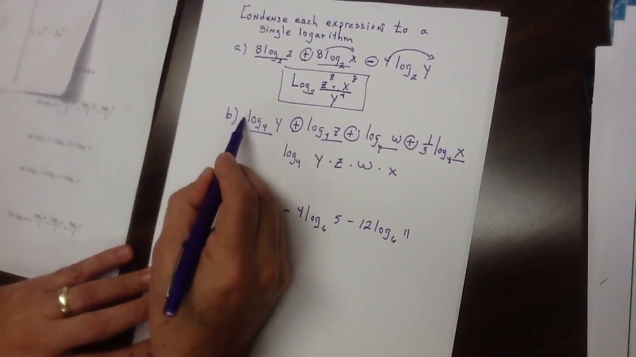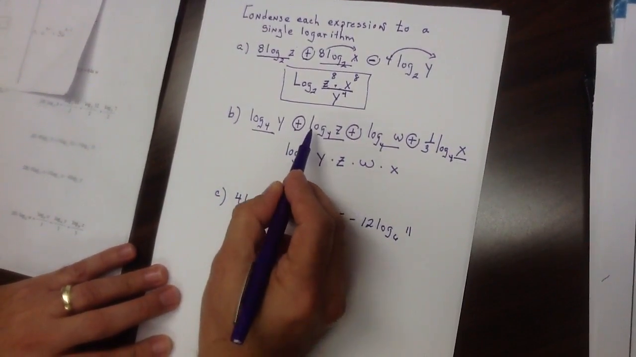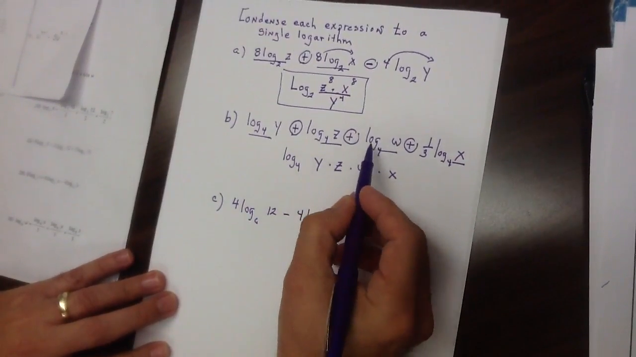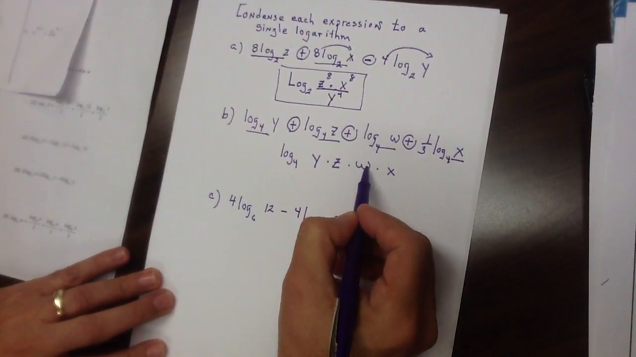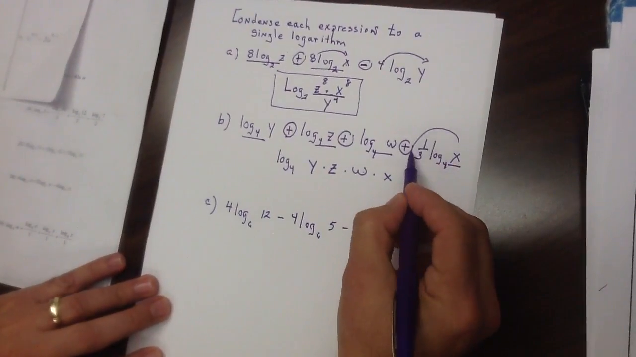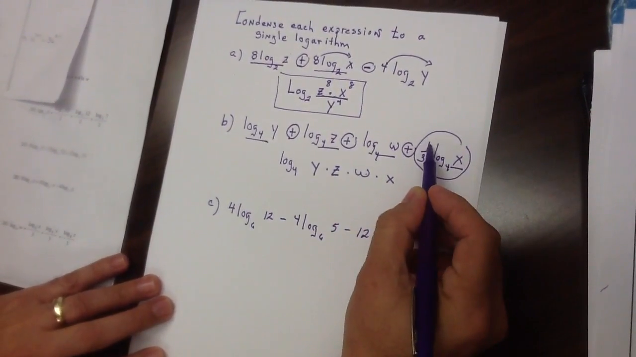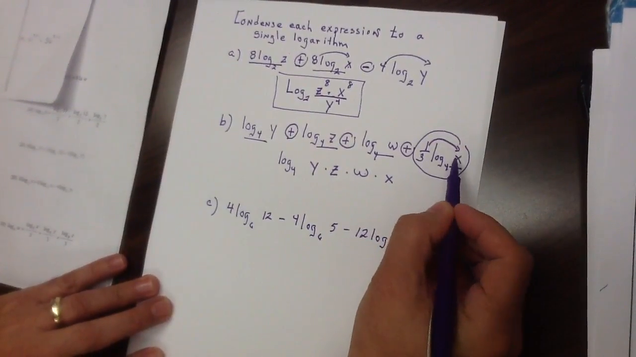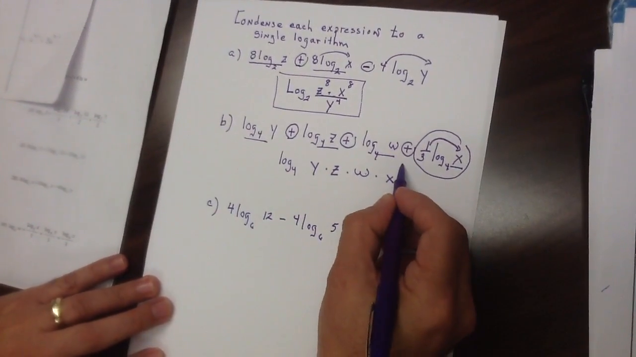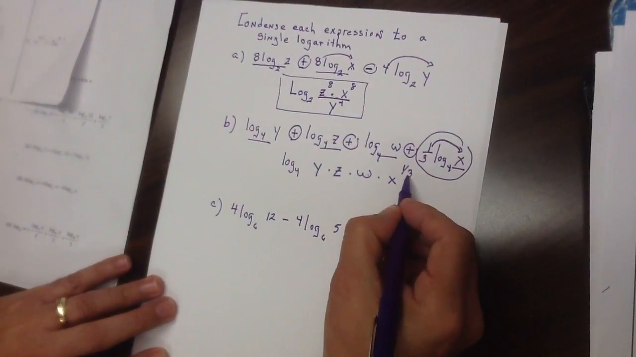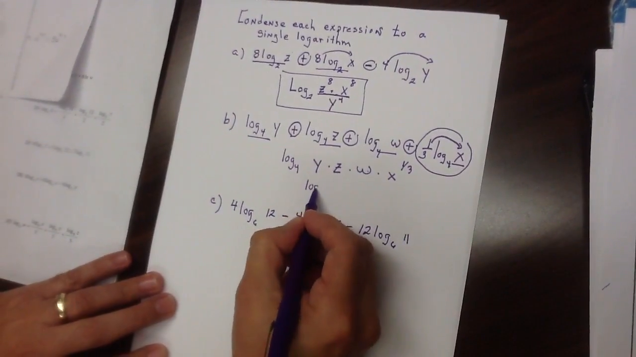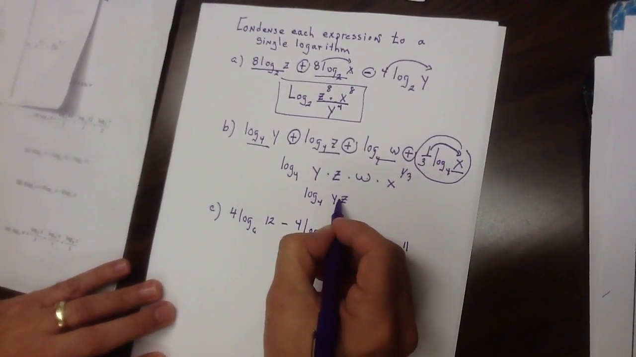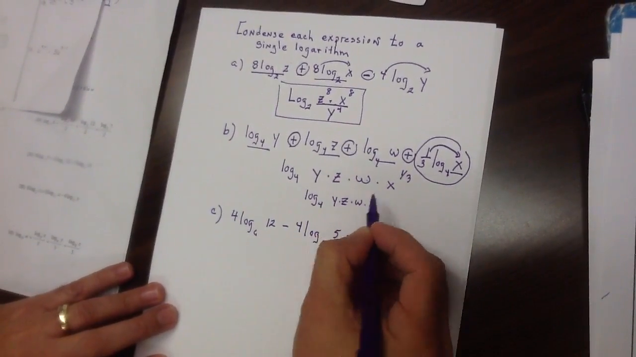I notice that I don't have a number here, so it stays. Z doesn't have a number, it stays. W does not have a number, it stays. However, here I have a fraction, which means that if it's a number in front of the log, it's going to be a power. So this is x to the 1/3. However, because it's a fraction, it changes to the following part.